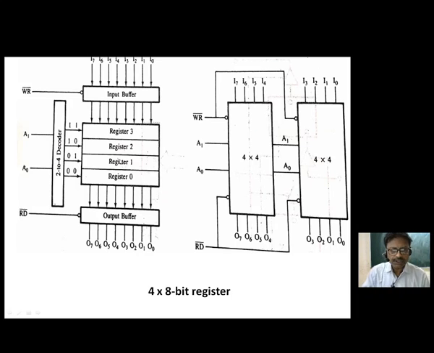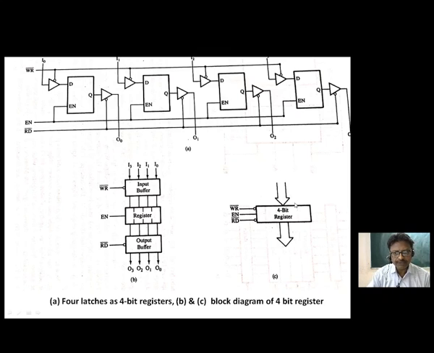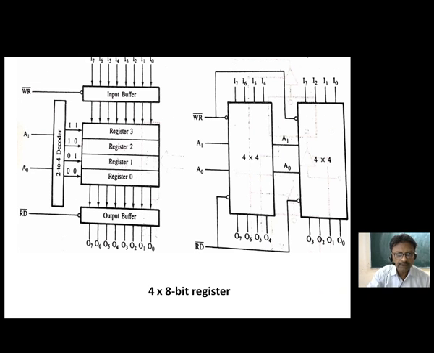Now this is an example of 4 registers, and each register can store 8 bits, so that is why it is called 4 into 8 bit. If you take the case of the previous one, this is called a 1 into 4 bit register. It means there is only one register and it can store 4 bits. Similarly, the chip is signified by 4 into 8. The significance of 4 is that there are 4 registers, and the significance of 8 is that each register can store 8 bits.